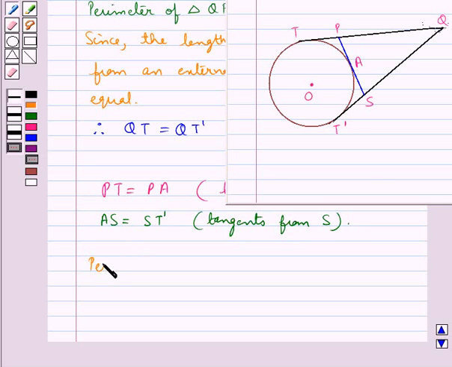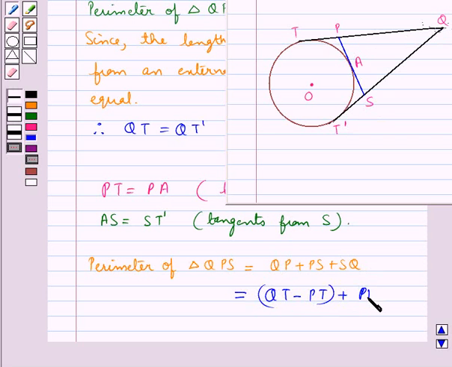Now, the perimeter of the triangle QPS is equal to the sum of the three sides of this triangle, that is QP plus PS plus SQ. Now from the figure we have that QP is equal to QT minus PT. Then PS is equal to PA plus AS, and SQ is equal to QT dash minus ST dash.